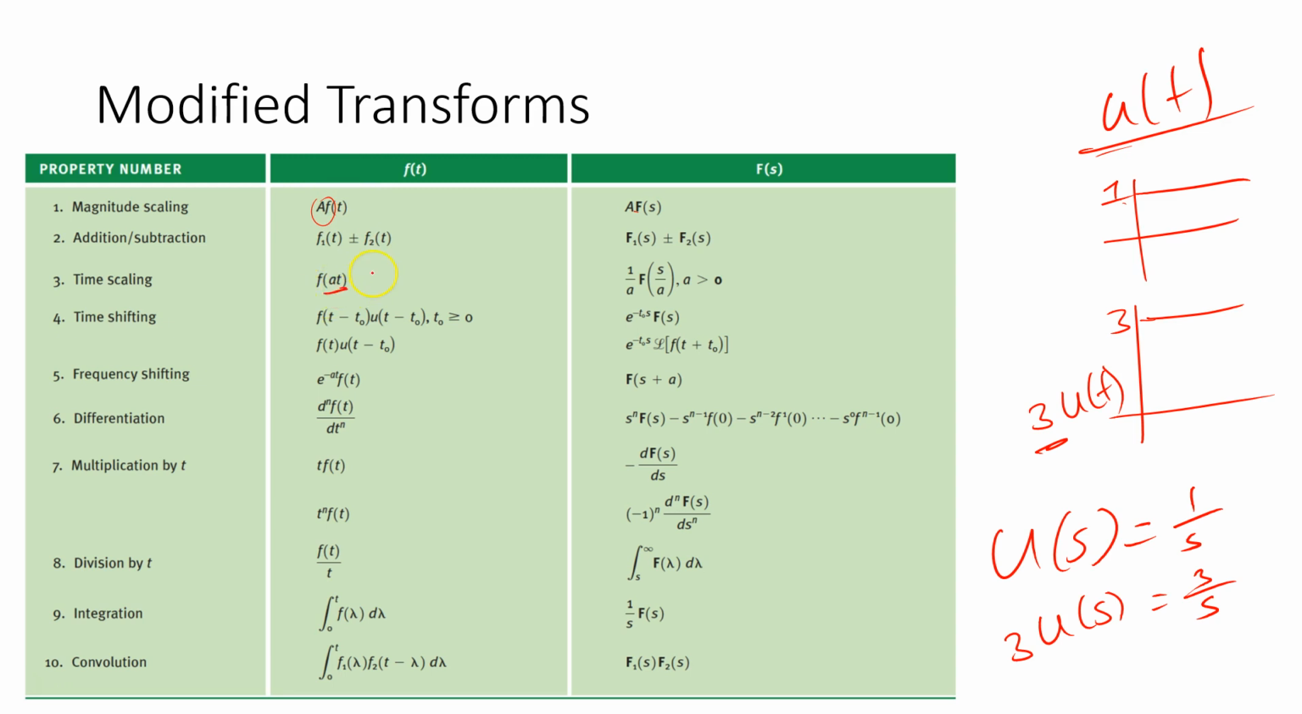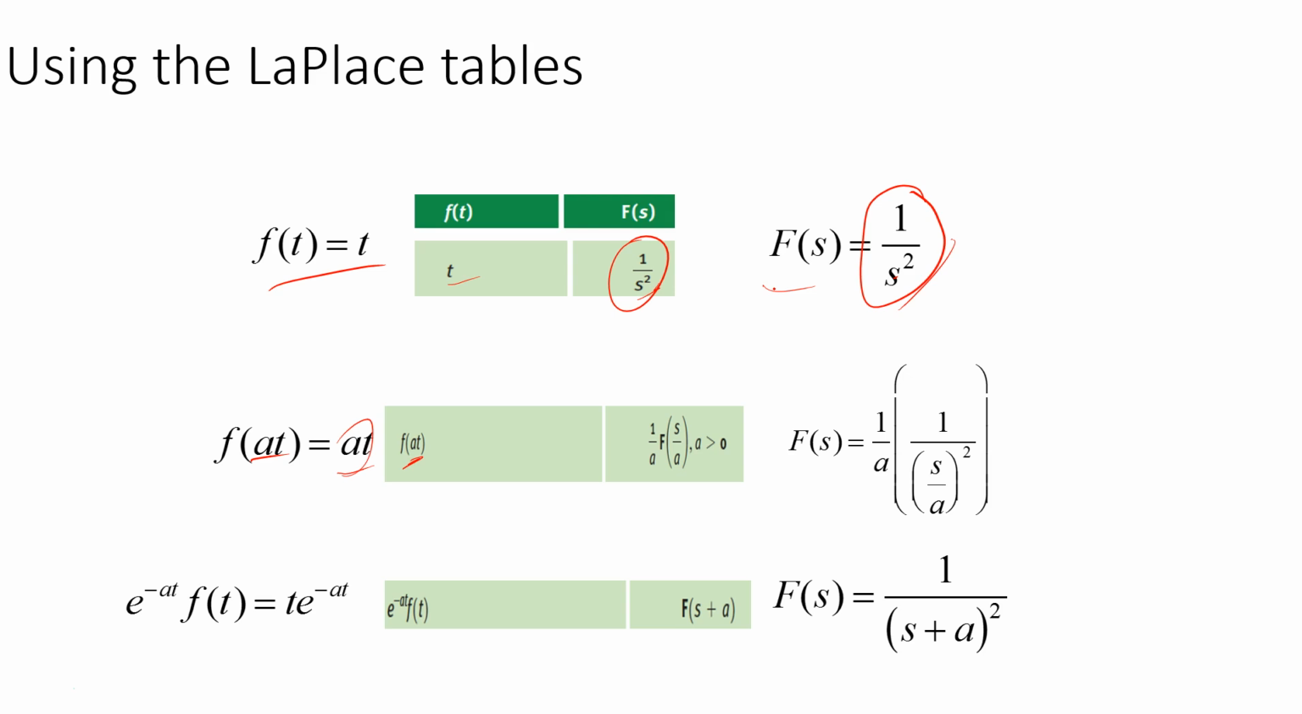I look in my modified table and I see f of at, and then it tells me how to modify my Laplace function. So my Laplace function is 1 on s squared. Now I have to modify that by multiplying by 1 on a, and then I have s on a replacing the s. So instead of 1 on s squared, I'll get 1 on s over a squared.